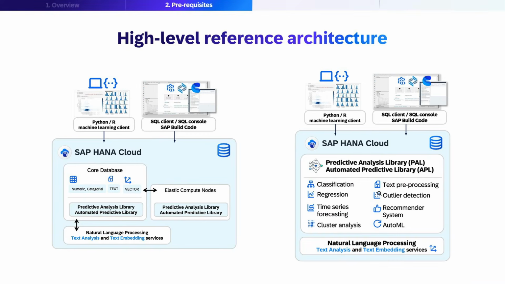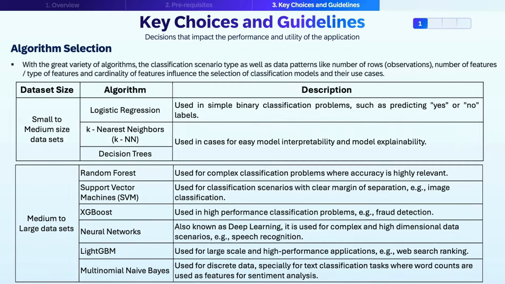Let's examine the high-level reference architecture for classification using SAP HANA machine learning. The diagram shows the complete machine learning execution environment within the SAP HANA ecosystem. At the core is the SAP HANA database hosting Predictive Analysis Library and Automated Predictive Library. These provide the core classification algorithms. This architecture ensures efficient, scalable, and secure classification while leveraging the performance advantages of in-database processing.